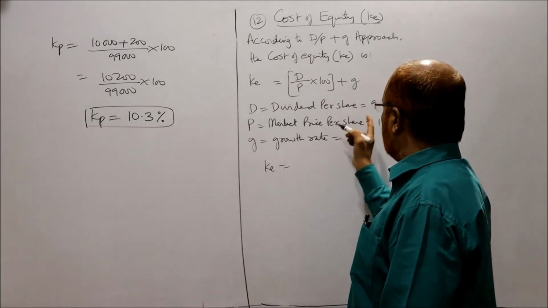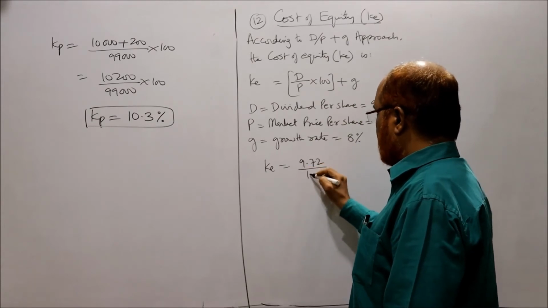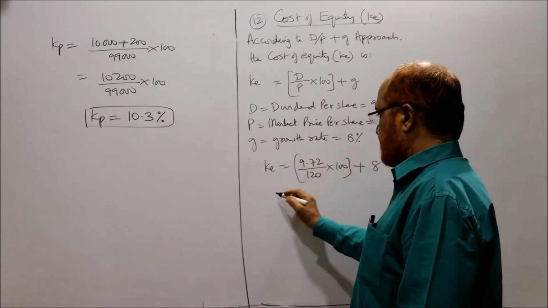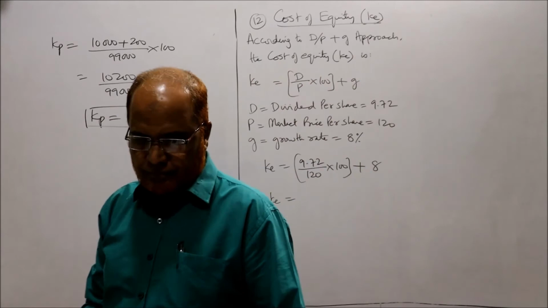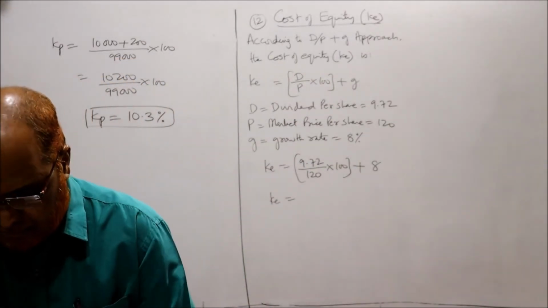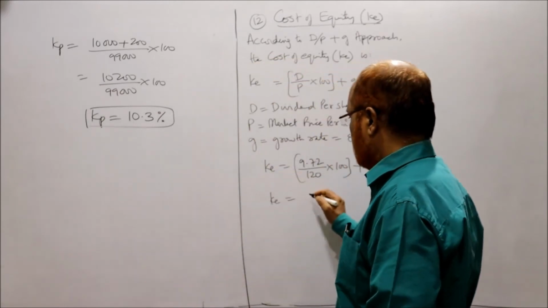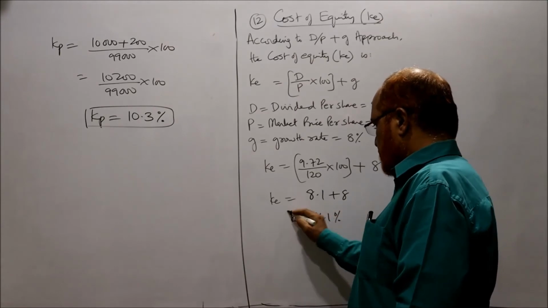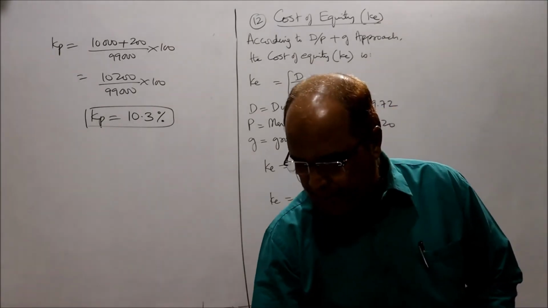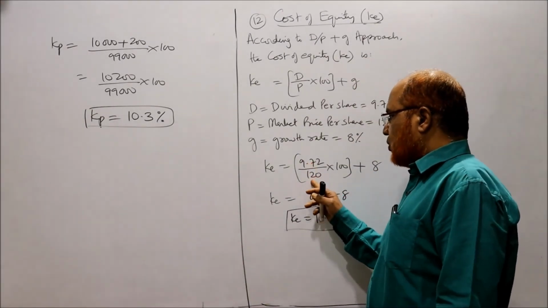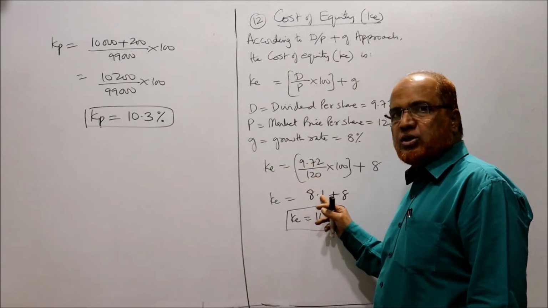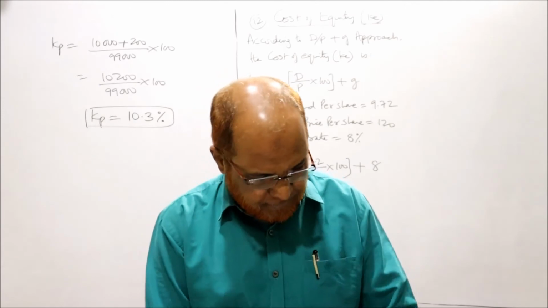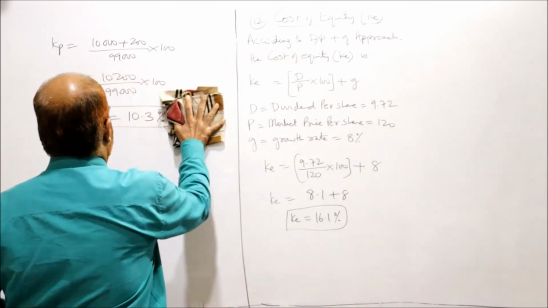Now KE is equal to 9.72 divided by 120 into 100 plus 8. Cost of capital KE is 16.1. So 9.72 divided by 120 into 100, you will get 8.1. 8.1 plus 8, 16.1 is the cost of equity KE.